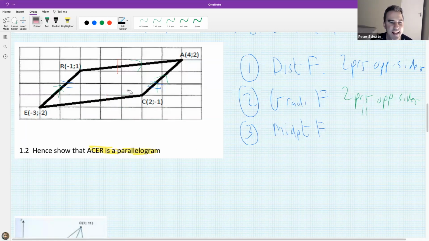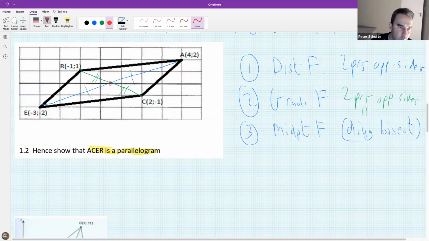But the way that I like the most, the one that is the quickest, is to show that the diagonals of a parallelogram bisect each other, or they cut each other in half. And the way we do that is we use the midpoint formula. So if we can show that the diagonals bisect each other, we know it's a parallelogram. So how do we do that? What we do is we find the midpoint of each diagonal, and if the midpoint is the same on both diagonals, that shows the diagonals bisect, and therefore ACRE is a parallelogram.